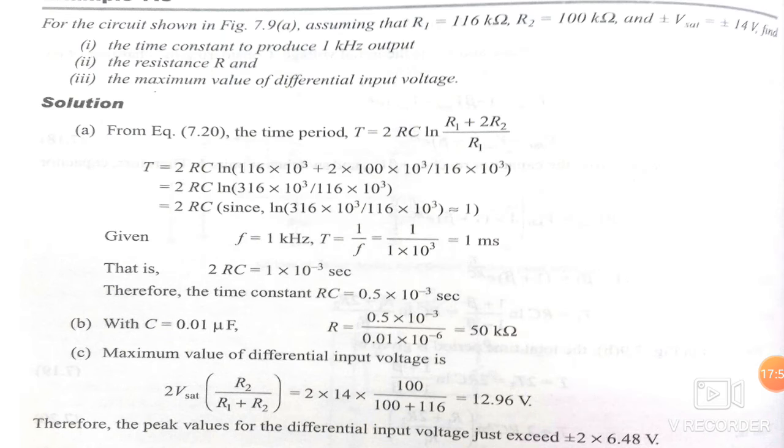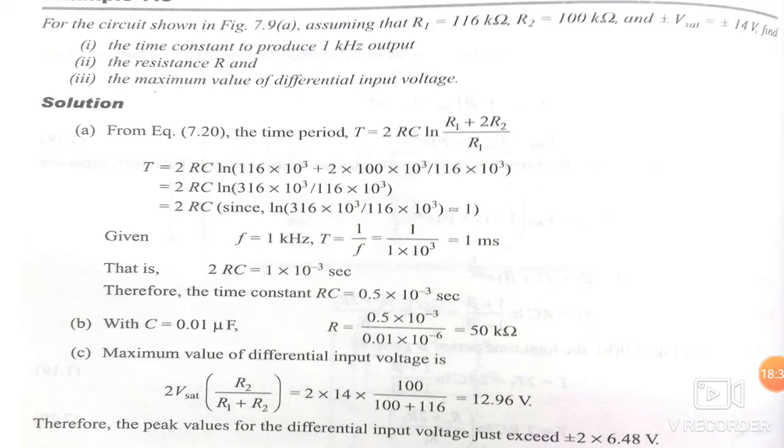Now we can take one simple example based upon this, that is shown here. So for the circuit shown in figure 7.9a, that is the starting figure, we have discussed the circuit diagram of the square wave generator. Assuming R1 is equal to 116 kilo ohm, R2 is equal to 100 kilo ohm, and plus minus Vsat is equal to plus minus 14 volt. So we have to calculate the first part, the time constant to produce 1 kilohertz output, second part the resistance R, and third part the maximum value of the differential input voltage.